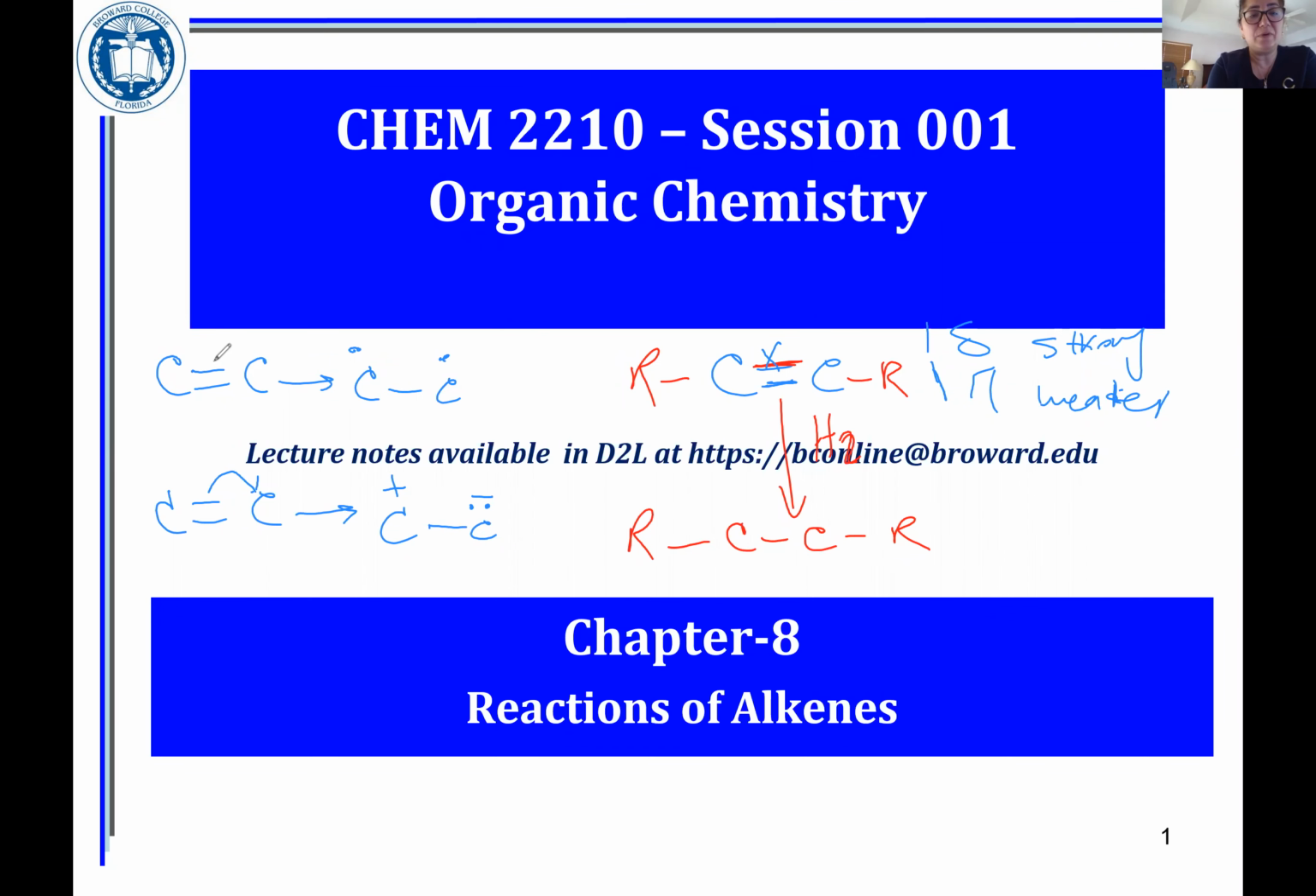But for homolytic, the pi bond is going to break and one electron goes to each carbon. Either one of them could be positive or negative, especially if they are symmetrical. So when you're adding hydrogen, one hydrogen will be added to one carbon and another hydrogen would be added to the other carbon. This reaction in general is called addition reaction of alkenes.